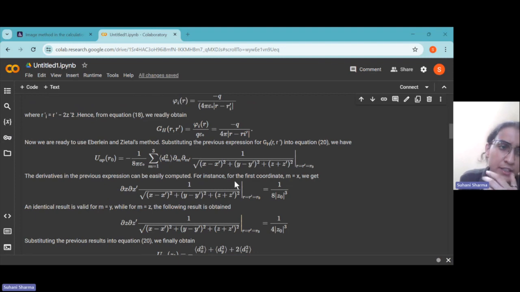So here we will now try to find the derivatives in the previous equation, and that can be very easily computed.